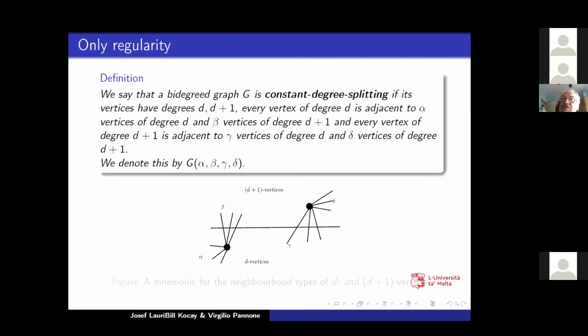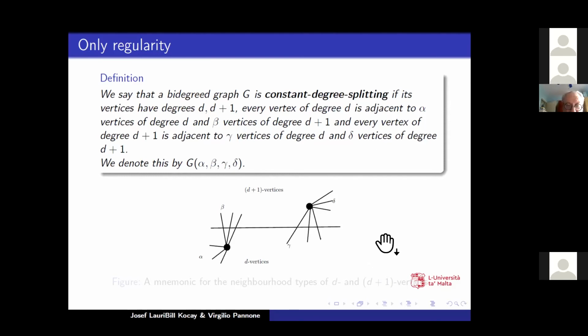Let's strip the problem of the symmetry condition. Let's only consider regularity. So in other words, all that this is saying, suppose the degree classes, here are the d plus 1 vertices, and here are the vertices with degree d. Suppose they form an equitable partition, and let alpha be the degree here, beta the degree from a d vertex to a d plus 1 vertex, and similarly gamma and delta. Okay, we call it constant degree splitting.